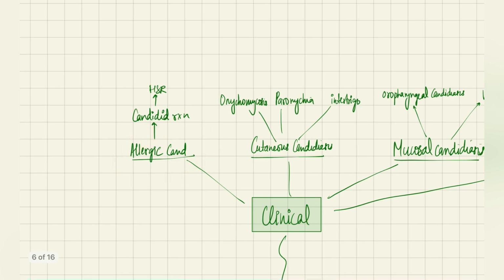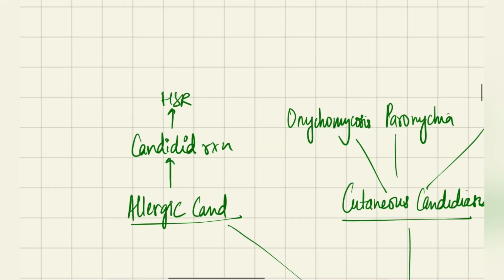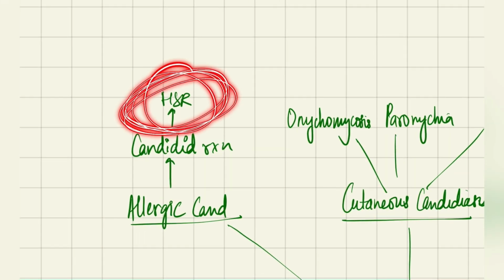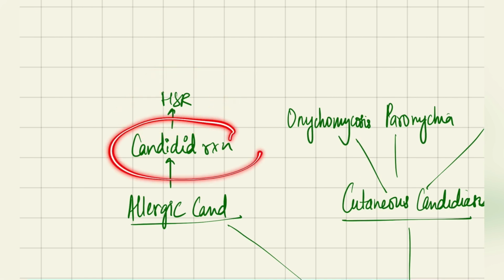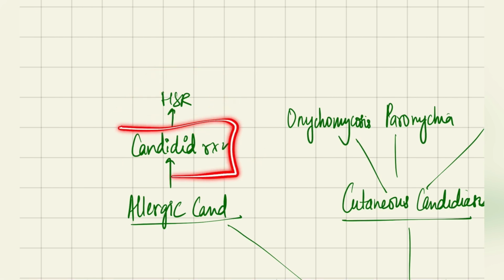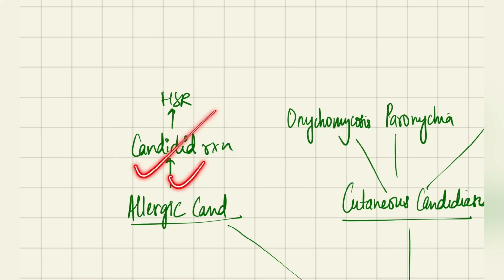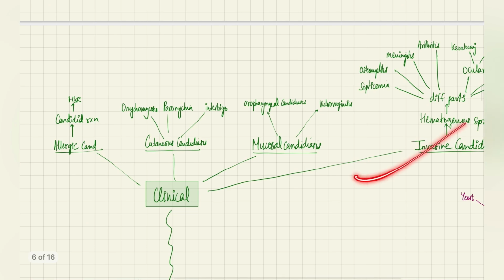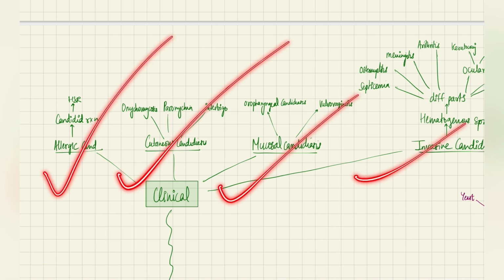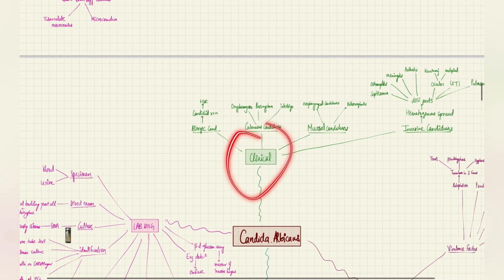Finally, allergic candidiasis, which occurs because of a hypersensitivity reaction and exaggerated immune response to the Candida antigens. This is known as a candidid reaction. This is found in many different organisms. For example, hydatid cysts show a hydatid reaction. Similarly, here the Candida antigens show candidid reactions. So these are the four forms: invasive, mucosal, cutaneous, and allergic candidiasis. This is the clinical manifestation.